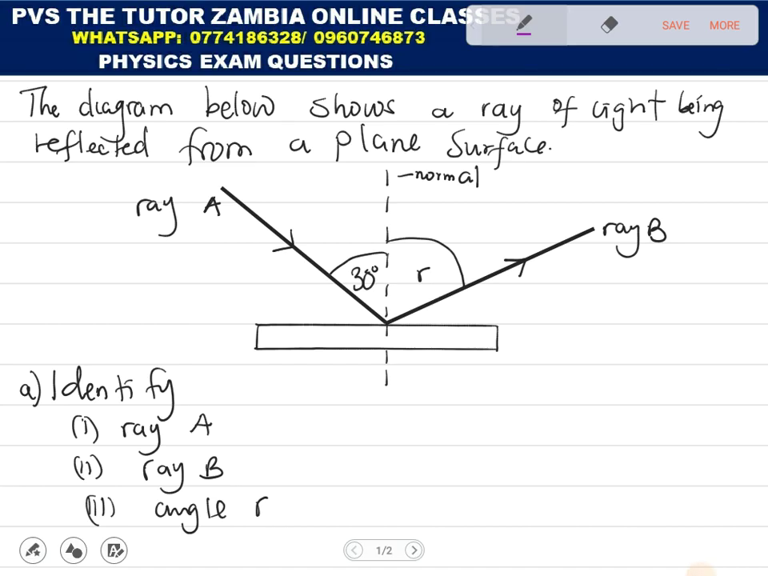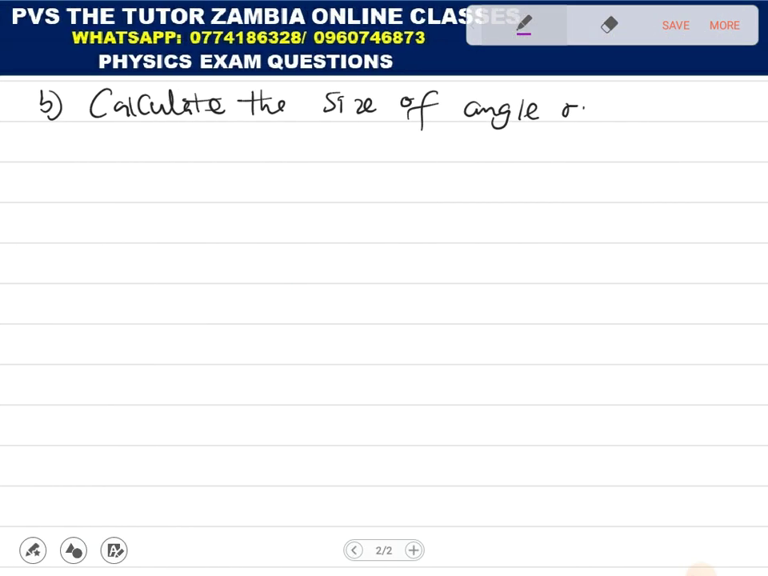The question says the diagram below shows a ray of light being reflected from a plane surface. So this is reflection taking place on this plane surface that we are seeing here. Then it says we have a normal and an angle of 30 degrees. There we have ray A and ray B, angle R. Identify ray A, ray B and angle R. Also, at the same time, calculate the size of angle R.